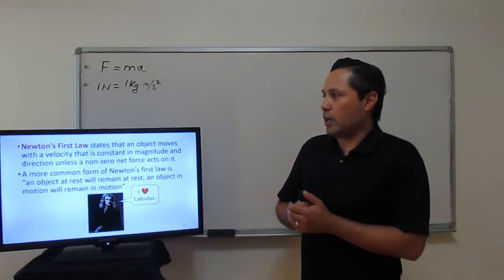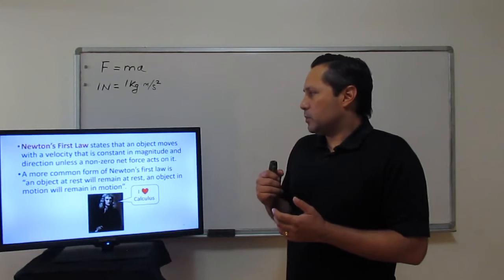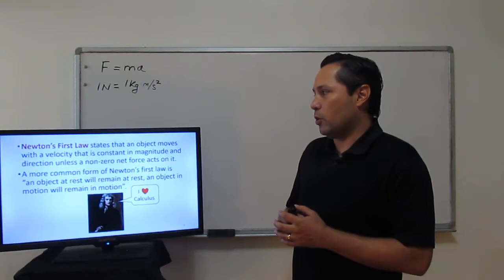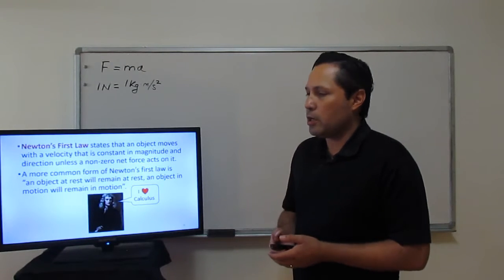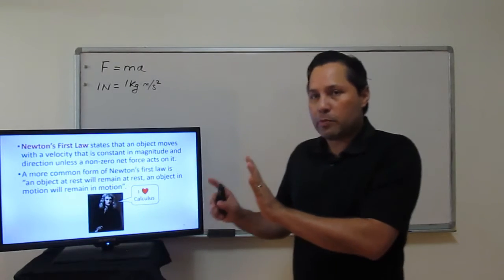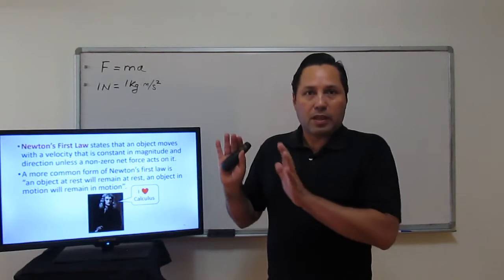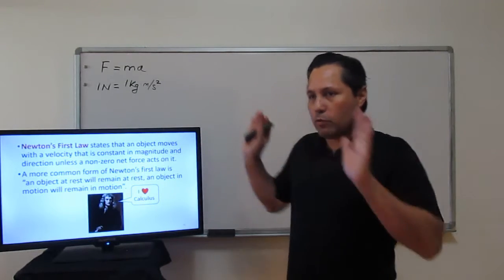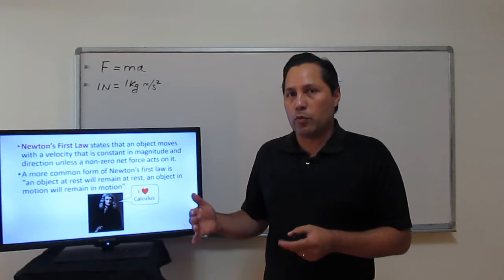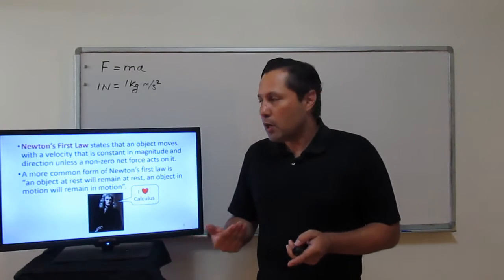Let's go ahead and take a look at Newton's first law. Newton's first law states that an object moves with a velocity that is constant in magnitude and direction unless a non-zero force acts on it. So for example, if I'm pushing on an object and putting force on it, that object will move in that direction. Okay, and now what if we were to just remove that force? Then the force of friction will bring it to a stop and it will stop moving. So these are two separate forces: me pushing is one force, versus the force of friction.